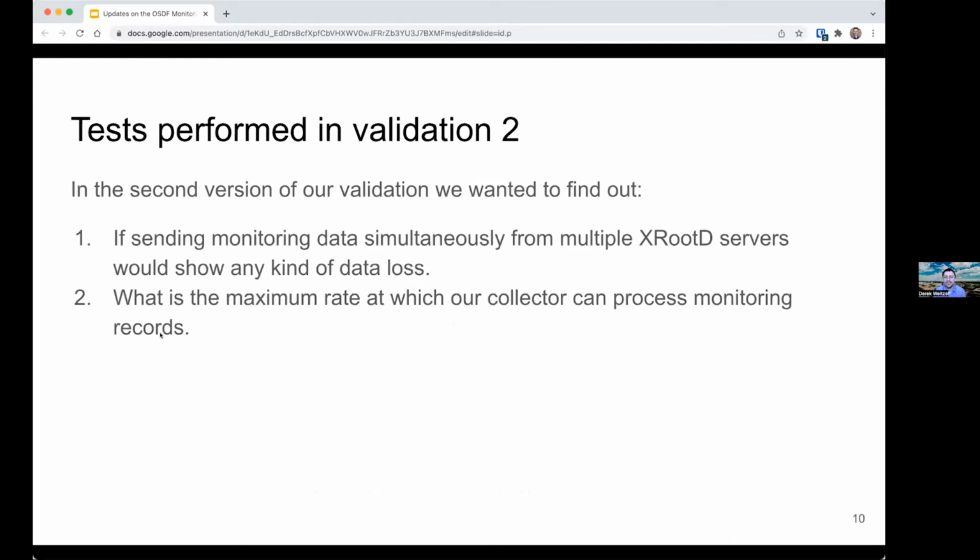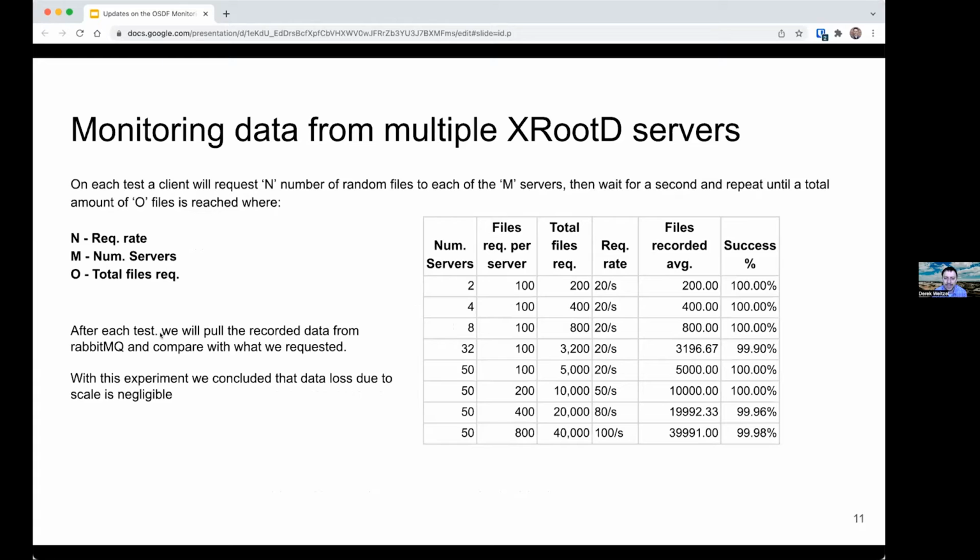In our test performance and validation 2, the second version of our validation, we wanted to find out if sending monitoring data simultaneously from multiple XRootD servers would show any kind of data loss, and what's the maximum rate at which our collector can process these monitoring packets. We set up several tests with number of servers and number of files being requested per second, and we saw some loss at the higher end, where we started seeing hundreds of files being read a second, connections and files being read a second. We started seeing some loss, which is expected as UDP packets overflow network routers or overflow the bandwidth available in the network, then the UDP packets will be dropped.